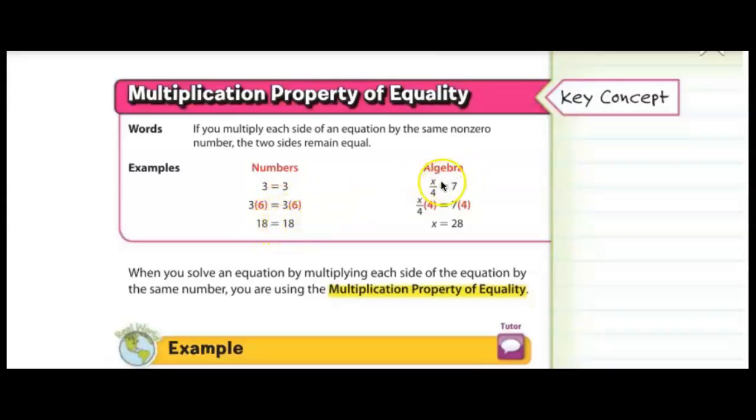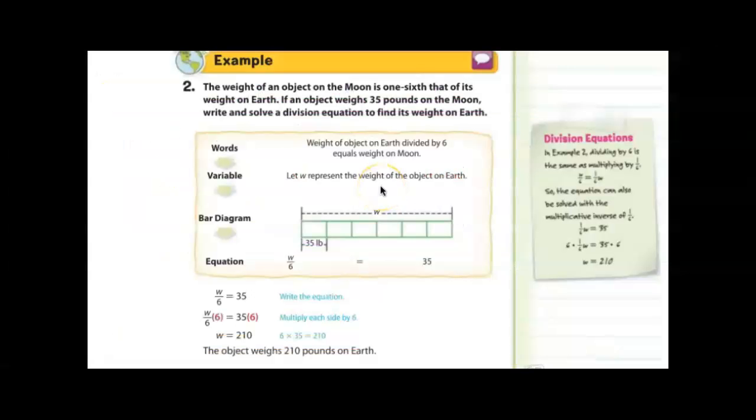So in algebra, if we have x over 4, x divided by 4 is equal to 7. So to get rid of this 4, we're going to multiply by a whole number 4. And we know that this is actually going to be 4 over 1. So that will cross out and cancel out that 4. It's going to turn into the number 1. So 4x over 4, we cross those out, it becomes 1. And so then we just have 1x down here. But 7 times 4 is 28, so the answer is going to be 28. When you solve an equation by multiplying each side of the equation by the same number, you're using the multiplication property of equality.